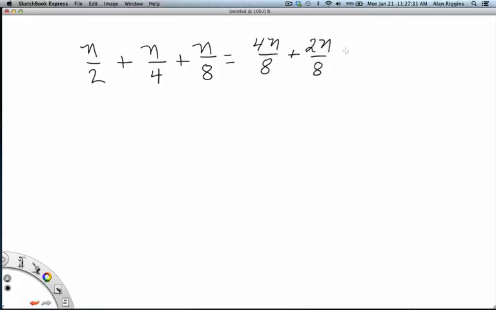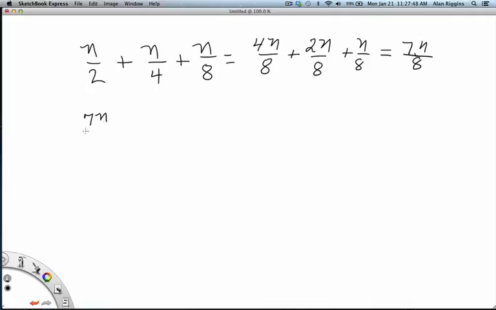These are sequential loops. They're not nested. They're one after the other. So we do n over 2 steps plus n over 4 steps plus n over 8 steps. And so this is equal to 4n over 8 plus 2n over 8 plus n over 8, which is equal to 7n over 8. Okay, so what complexity is this?